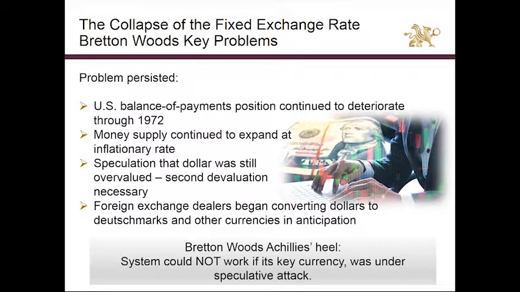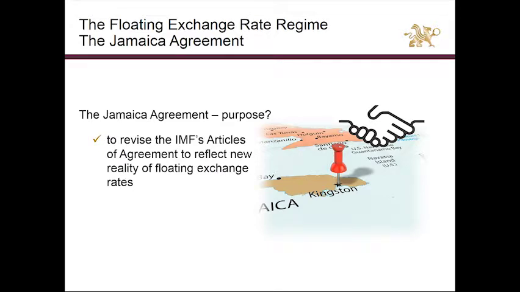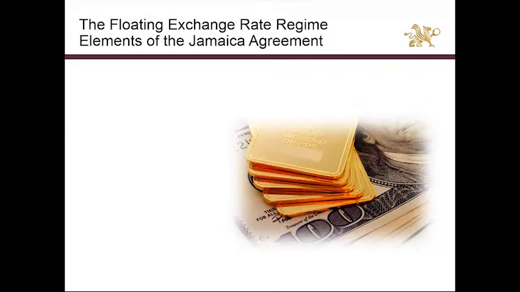Inflation rate remained low and the United States did not run a balance of payments deficit. Once these things occurred, the system soon became strained to the breaking point. The Jamaica Agreement's purpose was to revise the IMF's Articles of Agreement to reflect the new reality of floating exchange rates. The main elements of the Jamaica Agreement include the following.